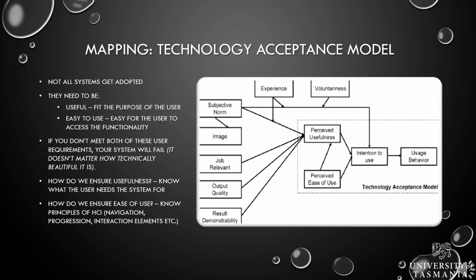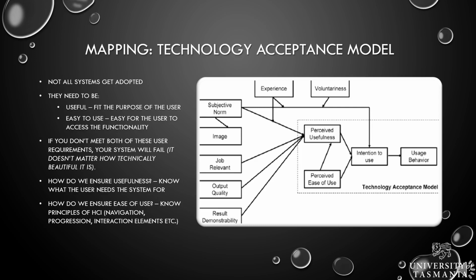So if you don't meet both of these user requirements, not just one or the other, but both, your system will fail. It will not be implemented. It doesn't matter if it's beautifully created, technically excellent. If it's not useful and it's not easy to use, it will not be adopted. So how do we ensure these two things? That's what we're going to be doing in our first Agile cycle.